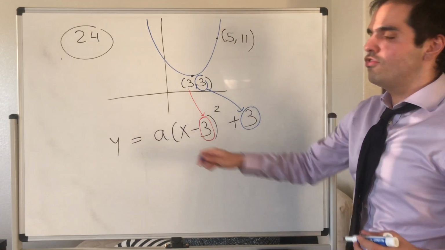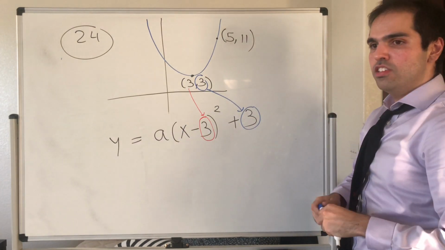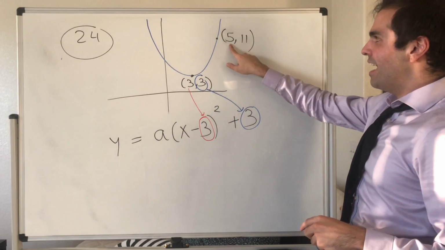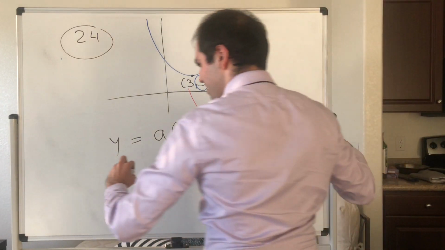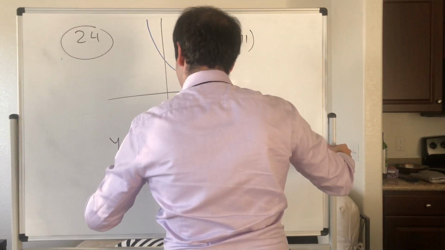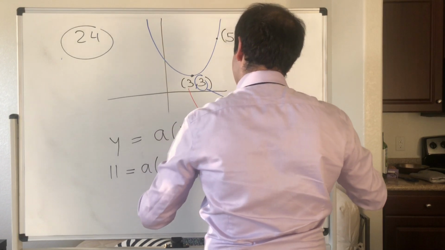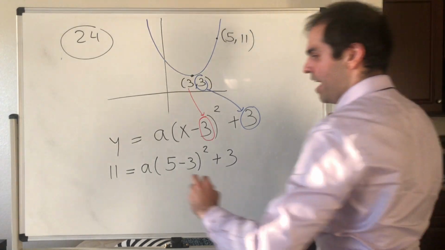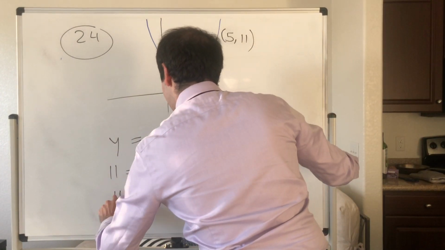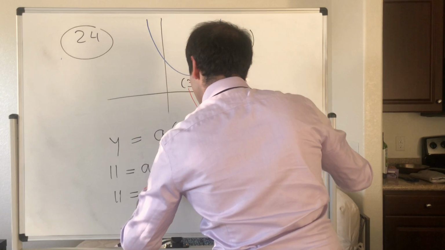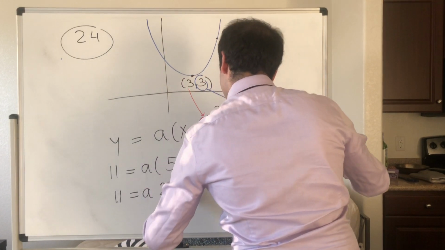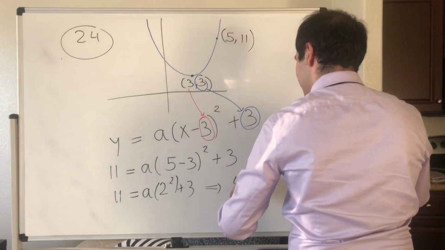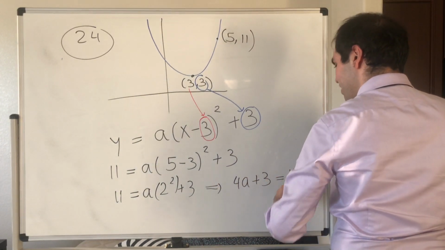So all we need to figure out is a, and for this we just need to use the fact that it goes through (5, 11). So if x is 5, y is 11, so that tells you 11 equals a times (5 minus 3) squared plus 3. And that gives us an equation for a, because 11 is a times 2 squared plus 3. And so we get, I believe, 4a plus 3 equals 11.